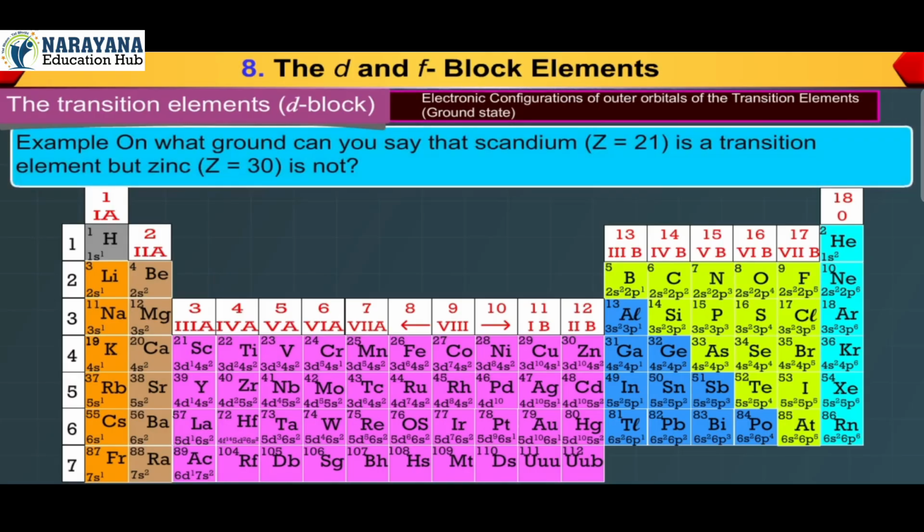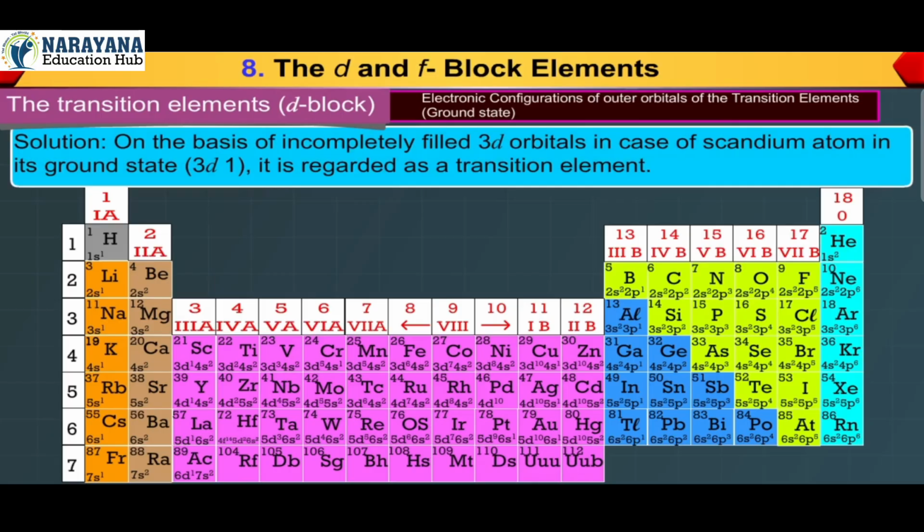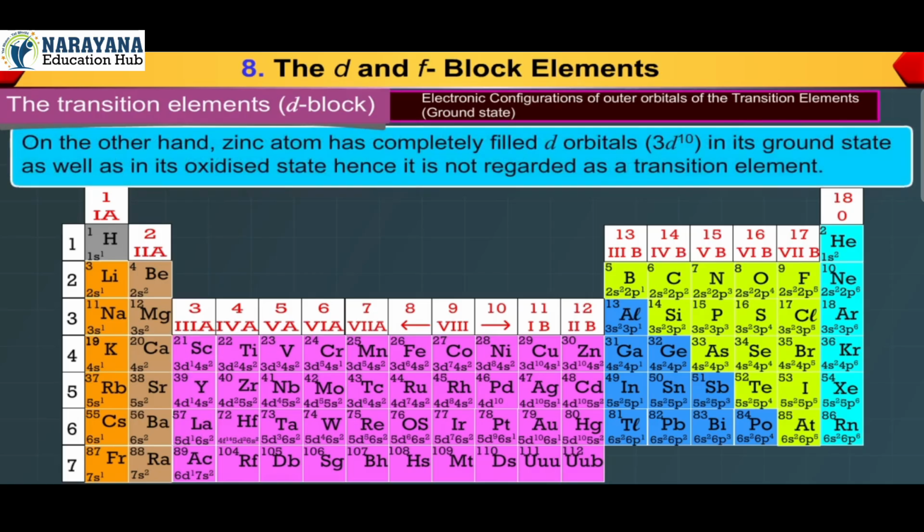Example: on what ground can you say that scandium, that is, Z equal to 21, is a transition element, but zinc, that is, Z equal to 30, is not? Solution: on the basis of incompletely filled 3d orbitals in case of scandium atom in its ground state, that is 3d1, it is regarded as a transition element. On the other hand, zinc atom has completely filled d orbitals, that is 3d10, in its ground state as well as in its oxidized state, hence it is not regarded as a transition element.